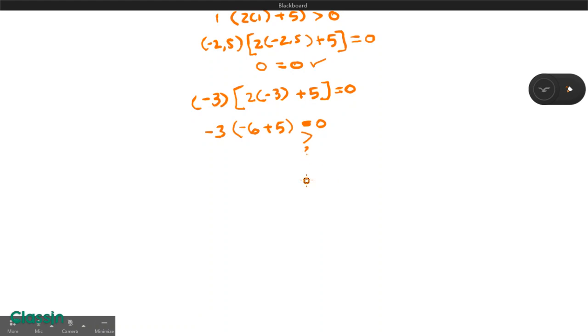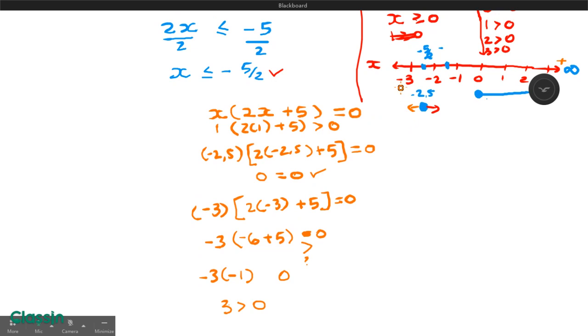That is a question. Now, -3 into -6 plus 5, if you press on a calculator, you'll get -1. And the answer is 0. So therefore, it means that our answer is going to be 3. So is 3 greater than 0 or less than 0? 3 is greater than 0. Now we are going to check. Where is our -3? Our -3 is here. So if we are here, it means that we must go there. So that all the values going to this direction will give you the correct answer. Now let's use this to write our solution.